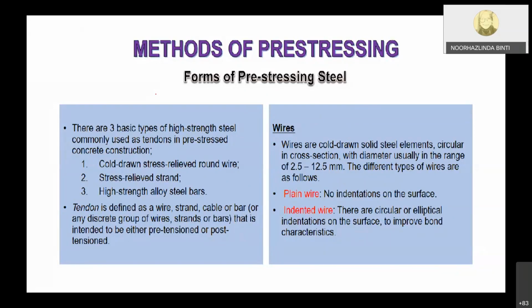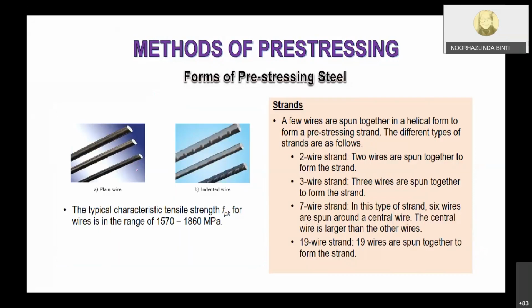So what is wire? Wire usually uses cold drawn stress relief round wire. The diameter is between 2.5 to 12.5 millimeters. There are two types of wires for this particular case, either plain wire or indented wire. Indented wire is better than plain wire, because it can improve the bond between the concrete and the steel. So this is an example of plain wire. Nothing here on the surface of the wire. This is indented wire. There are some patterns here on the surface.